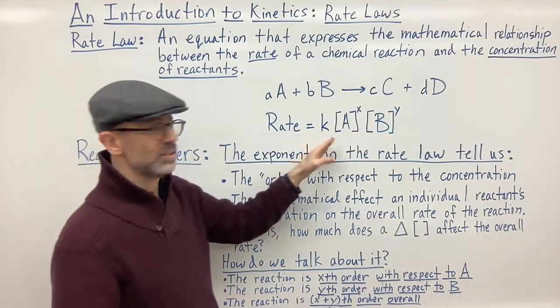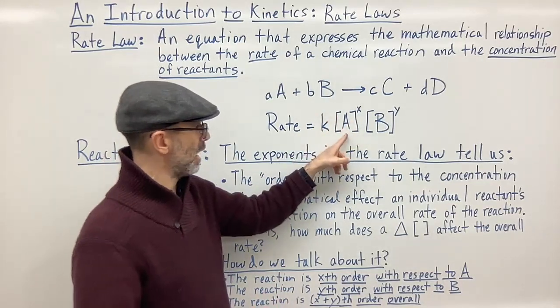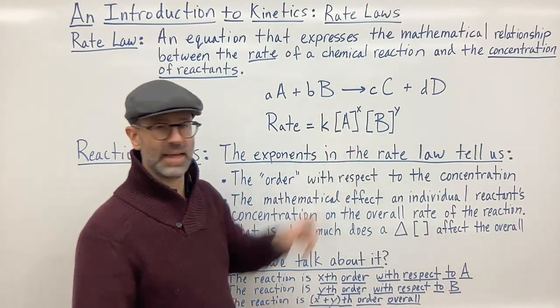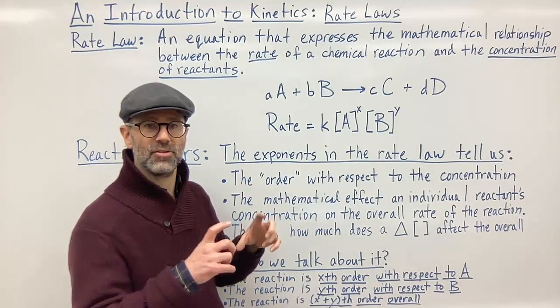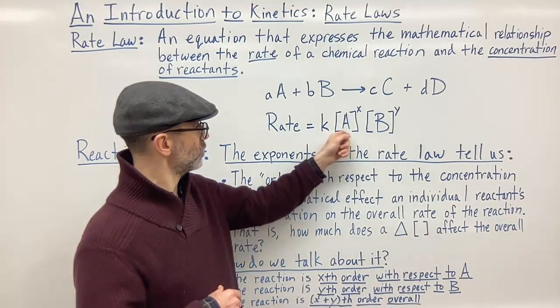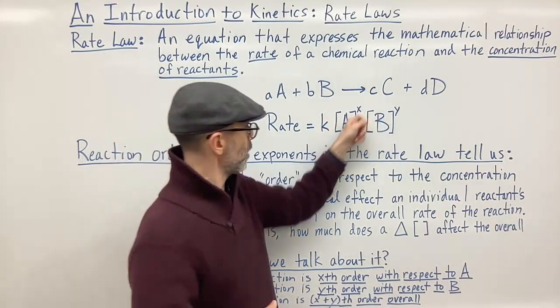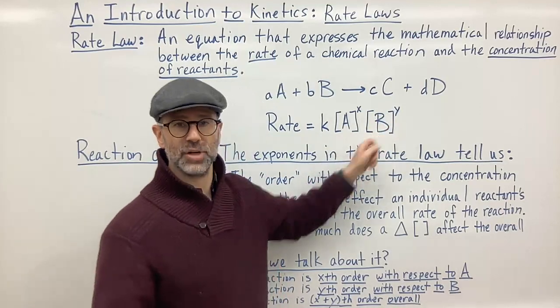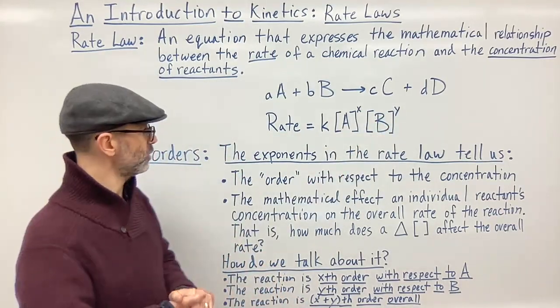And just to make sure everyone knows, these square brackets around the A and B represent concentration of. So square brackets around A is concentration of A. Square brackets around B is concentration of B. I just want to make sure everyone understands the notation.